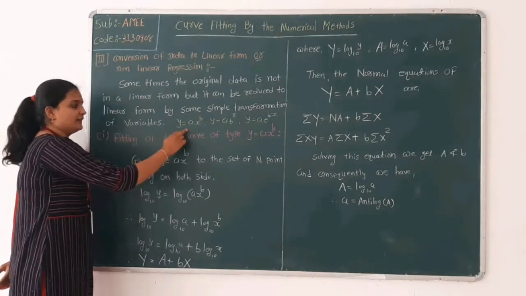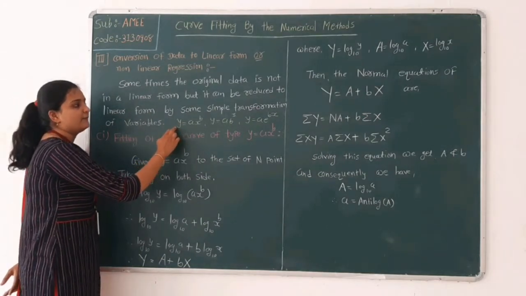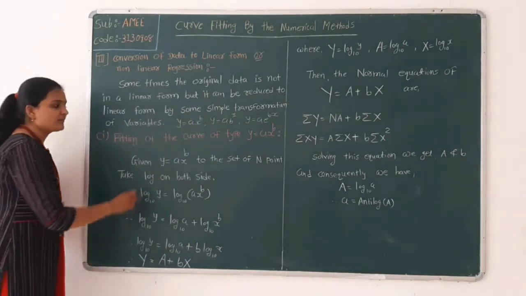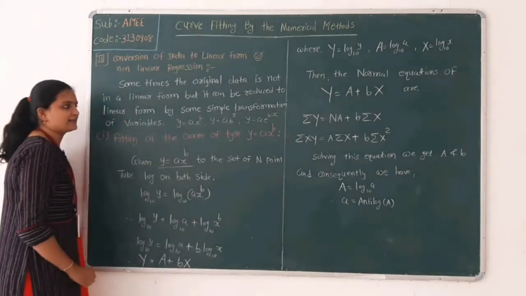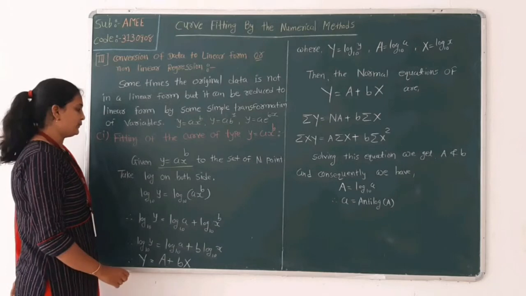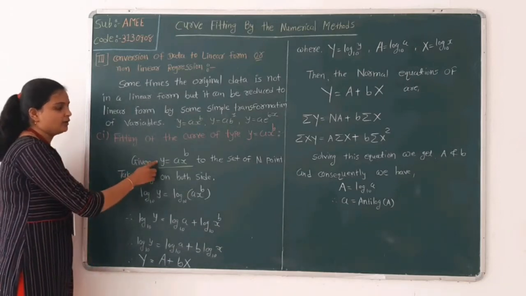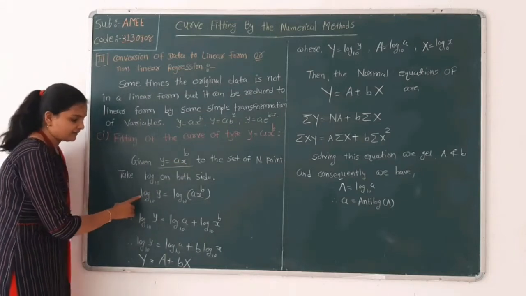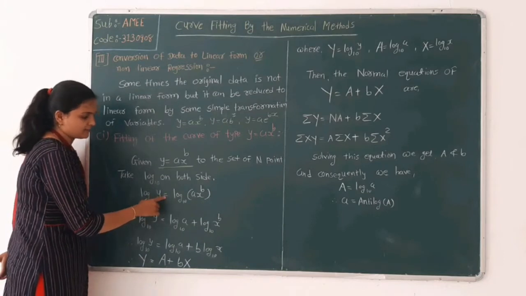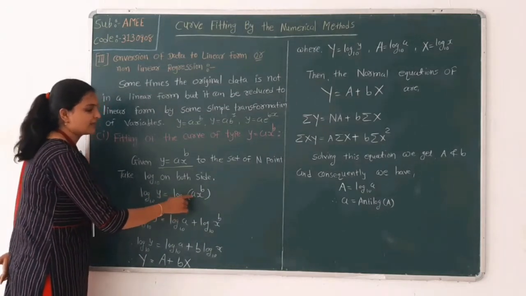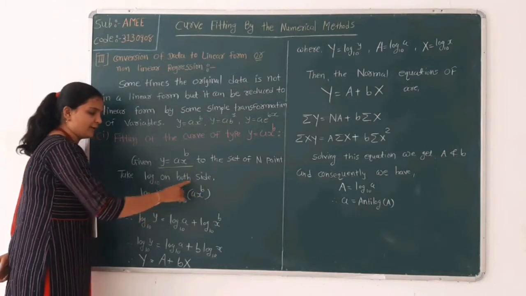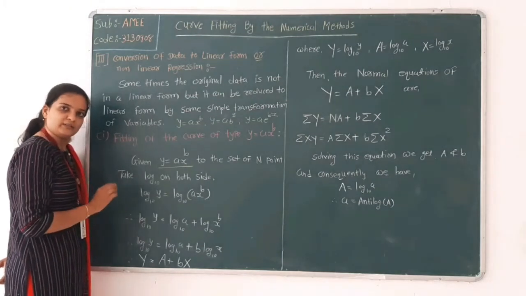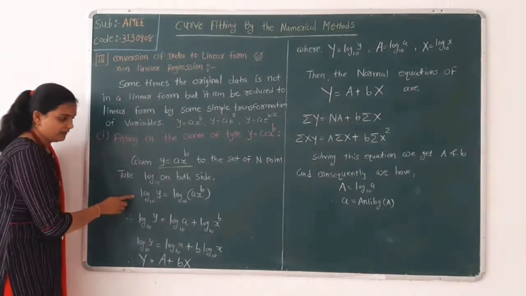First we fit the curve of type y equals a x raised to b. Here, given y equals a x raised to b for a set of n points, first take log to the base 10 on both sides. So we take log to the base 10 of y equals log to the base 10 of a x raised to b. Now all the logs are to the base 10, so I will write only log every time.